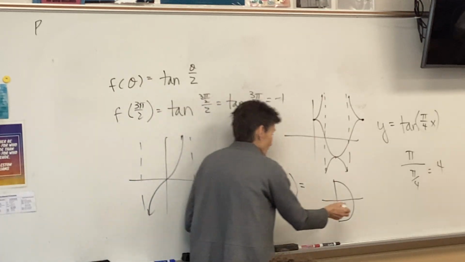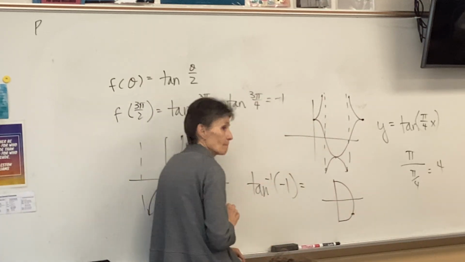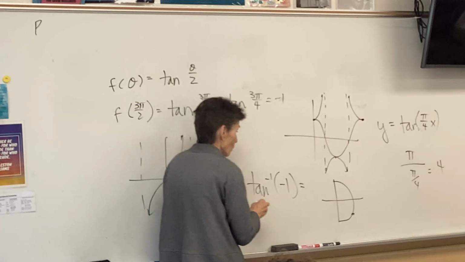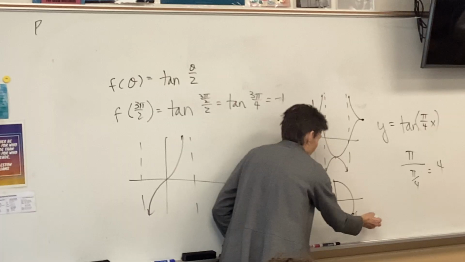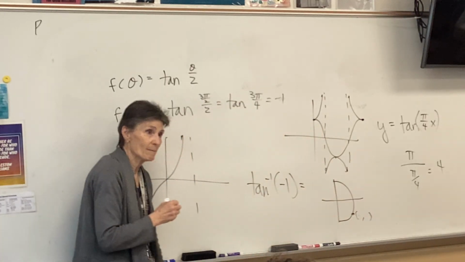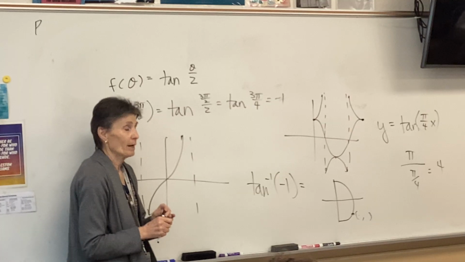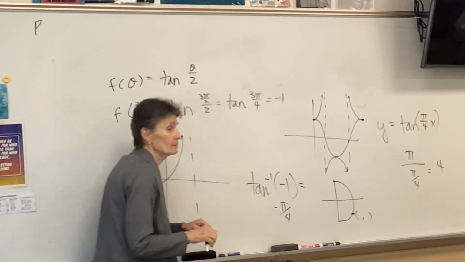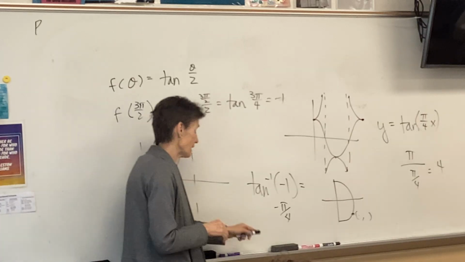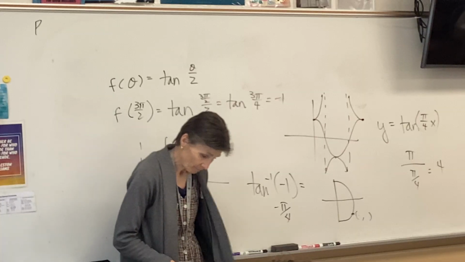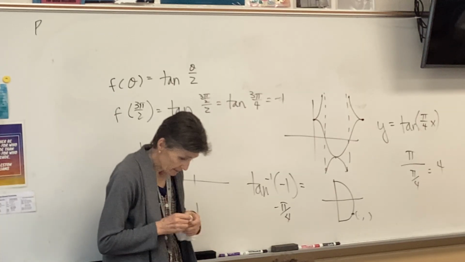Wouldn't it have to be down here? If it's negative? If it's -1, then don't x and y have to match? And what kind of angle do they match at? Pi over 4. So the answer is negative pi over 4. No other way to write that. It must be written as negative pi over 4. So what is that?